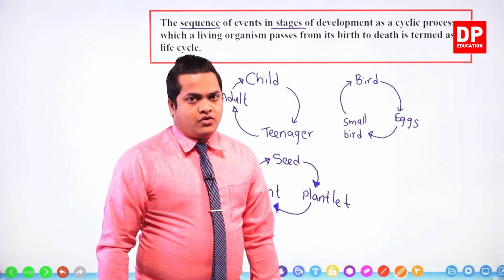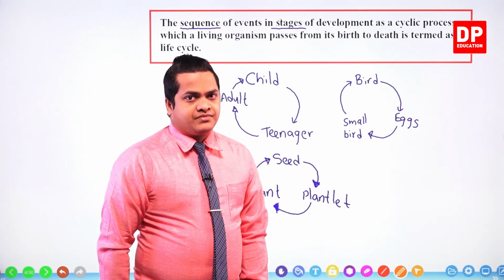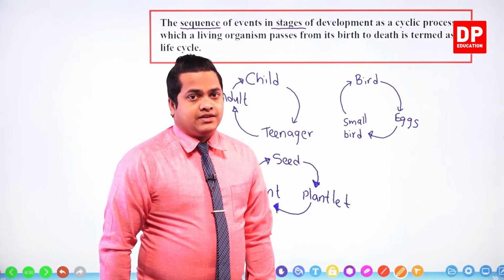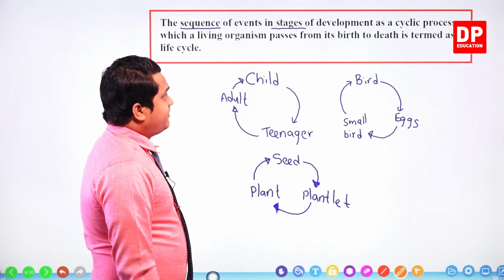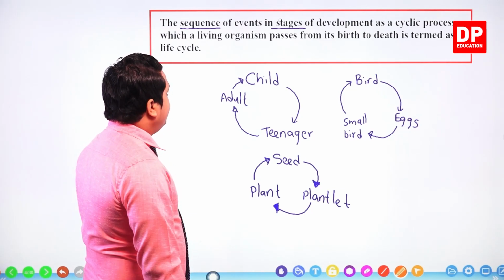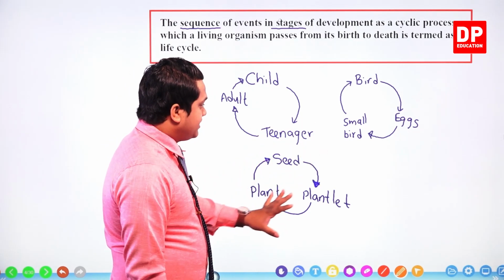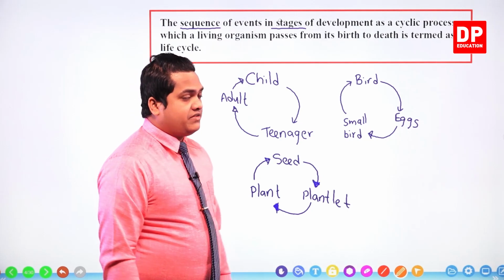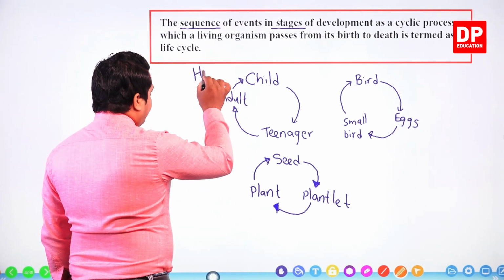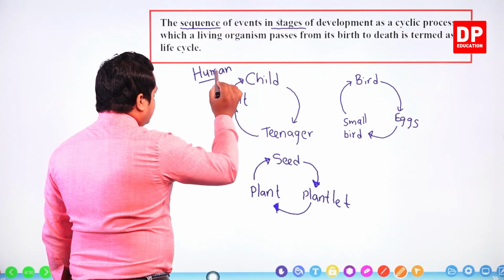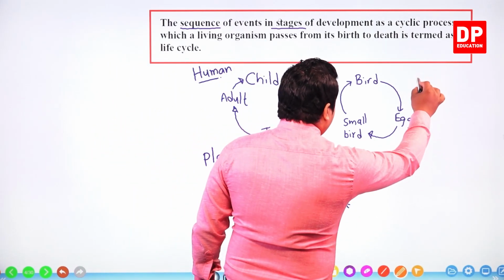The gradual development of organisms from young to a mature organism, right? This thing is going to happen like a cycle. That's why it is referred to as the life cycle. So once again, my dear children, the sequence of events in stages of development as a cyclic process which a living organism passes from its birth to death is termed as a life cycle. So there are different life cycles. I have taken 3 organisms living within our biosphere, and these are the life cycles of those 3 organisms. So this is a human, this is a plant, okay, and this is a bird.